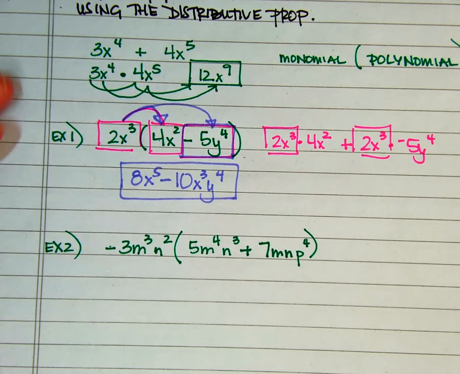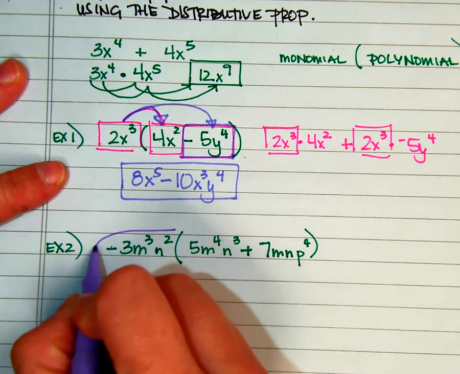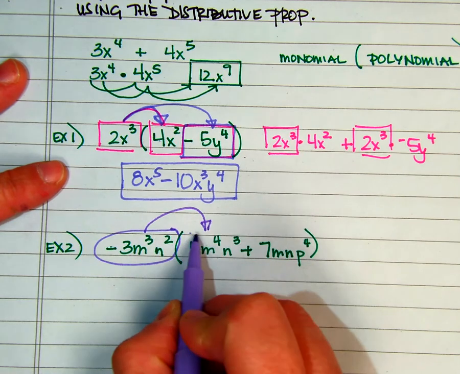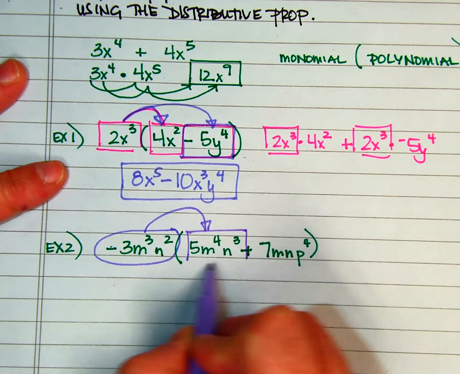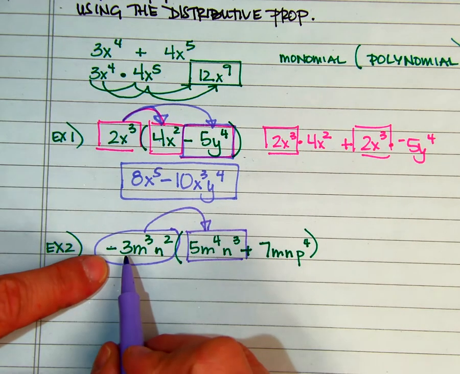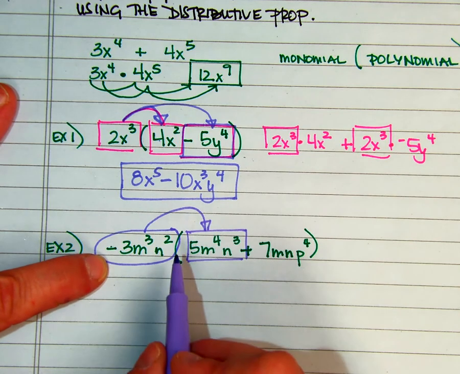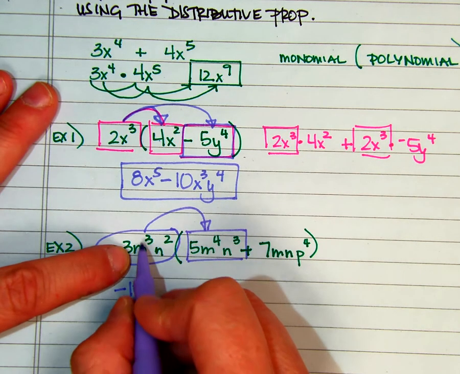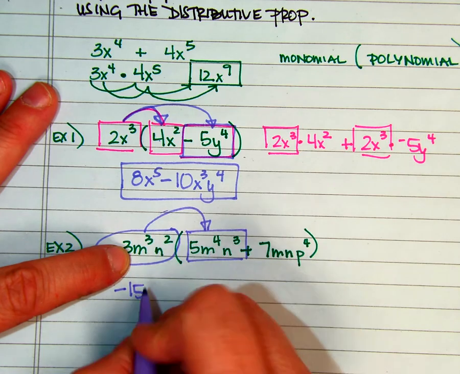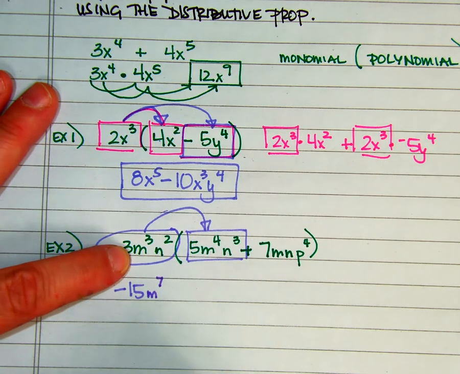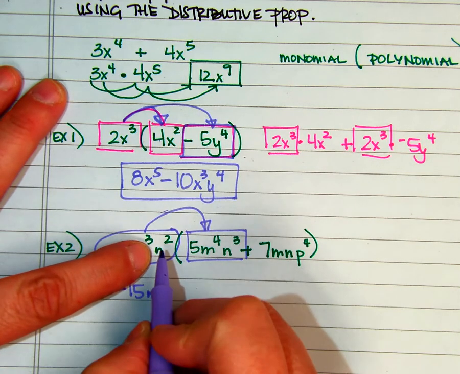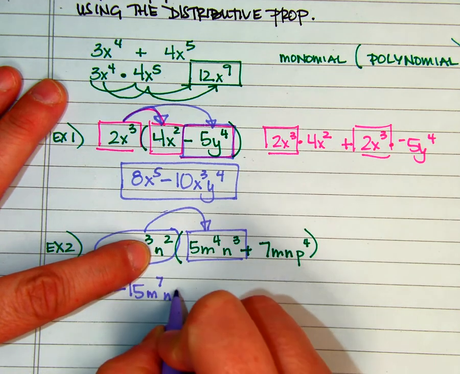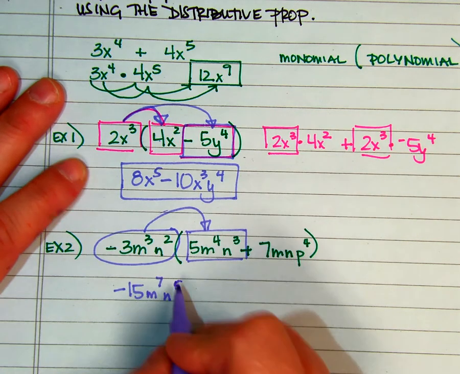So again, being methodical, I am looking at this being multiplied times this entire first term. I have negative 3 times 5 gives me a negative 15. M, I have 3 here and 4 here, gives me 7 of them. N's, n squared times n to the 3rd gives me n to the 5th. That is a 5.